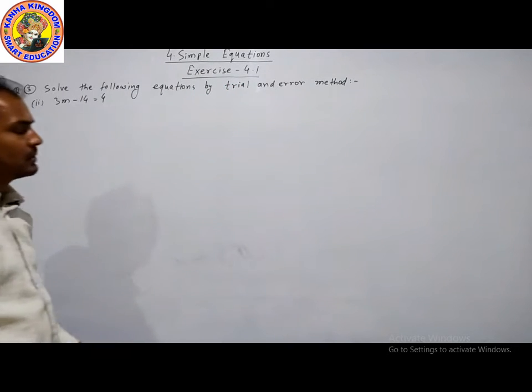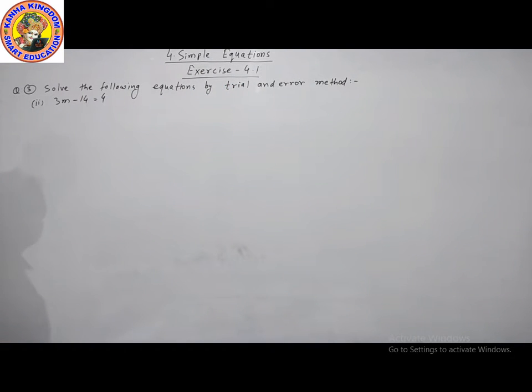Our chapter number 4, simple equations, exercise 4.1. Now question number 3. Solve the following equation by trial and error method. In the previous video we attended the first part, now we are attending the second part. Solve the following equation means find the value of m by trial and error method.